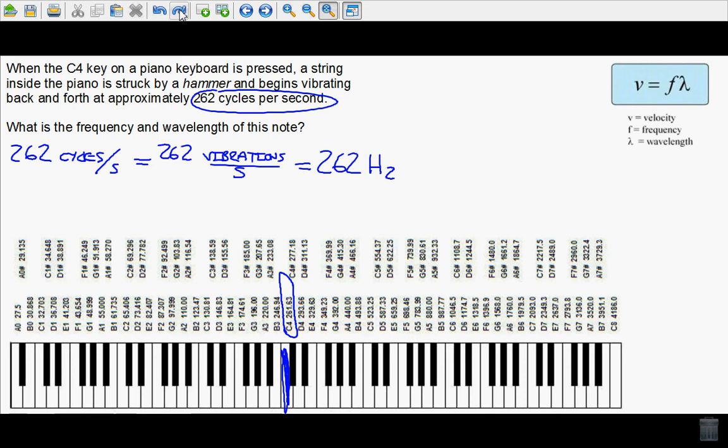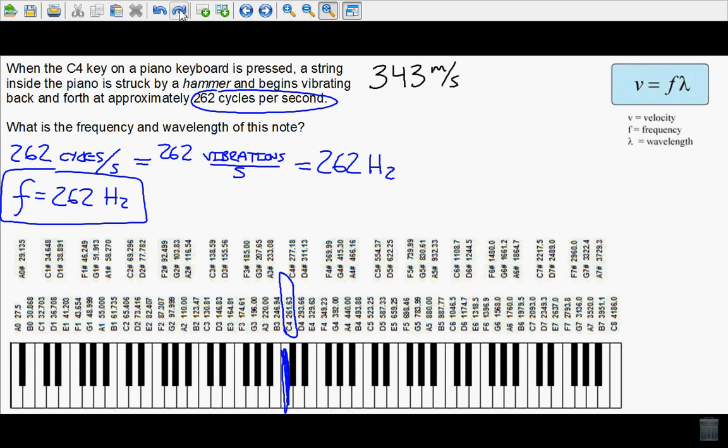So now that we have the frequency, which we already had somewhat in that problem, then what we're going to do is use that frequency to solve for the wavelength of this note. So how much distance does one of these waves cover in an amount of time that it's given? So we're going to use our equation, and this is our frequency, 262 hertz. We're going to use the equation V equals frequency times wavelength. Now notice it doesn't give us a temperature, so we're going to be using 343 meters per second.